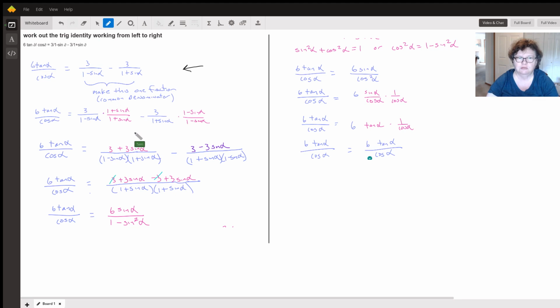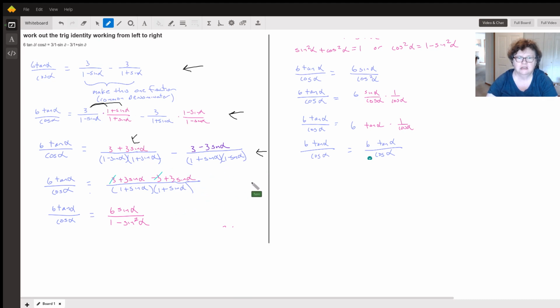So just like in arithmetic, I just multiplied the first fraction by the bottom of the other one. 1 plus sine alpha over 1 plus sine alpha. Remember, you have to do it top and bottom, or you change the equation. It wouldn't be the same. And then on the second one, I went 1 minus sine alpha over 1 minus sine alpha. And then the next line here, I just multiplied out the top. So I went 3 times 1, 3 times sine alpha, and that's where I got that from. And then the same on the other fraction.